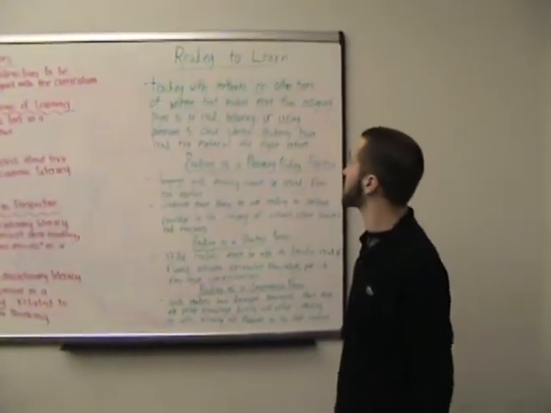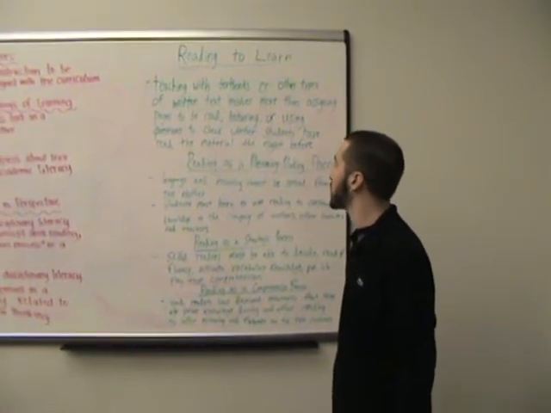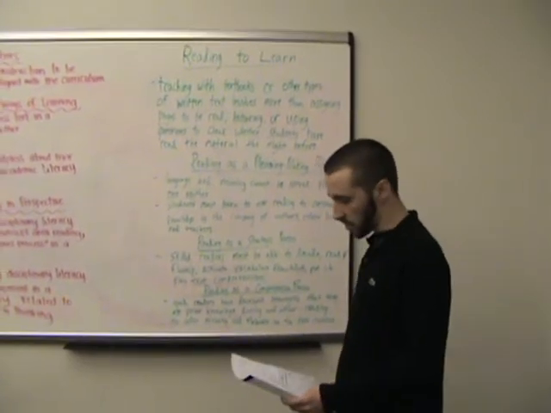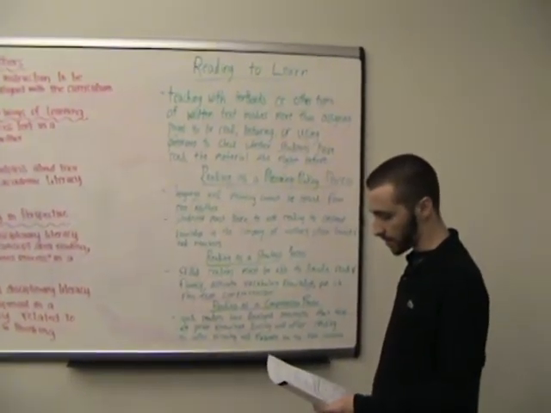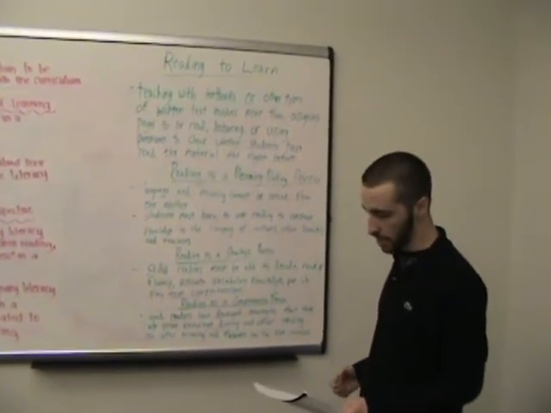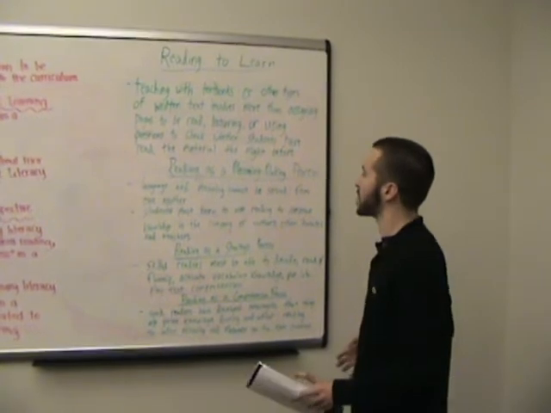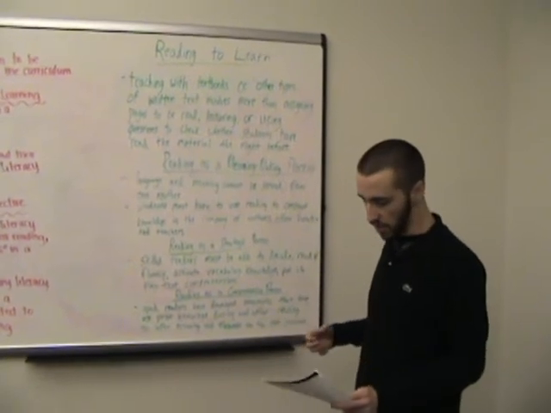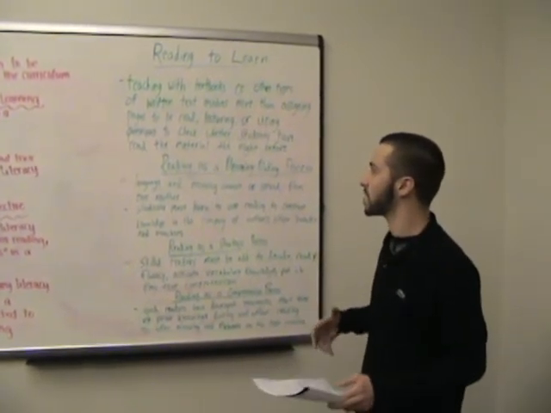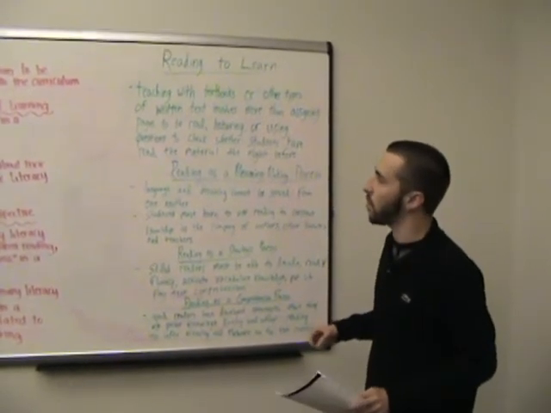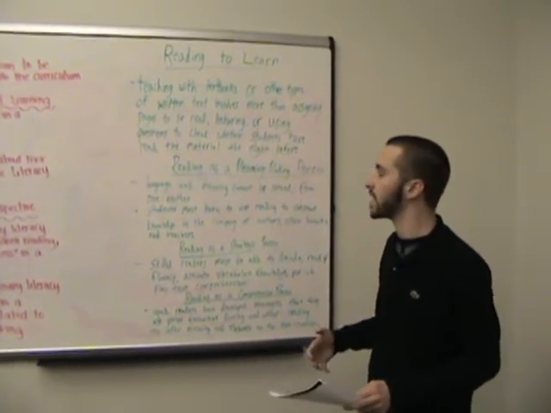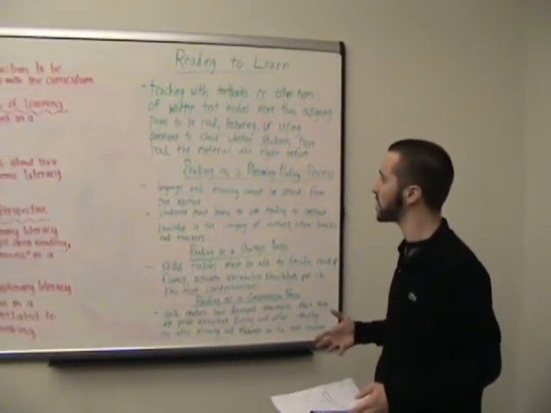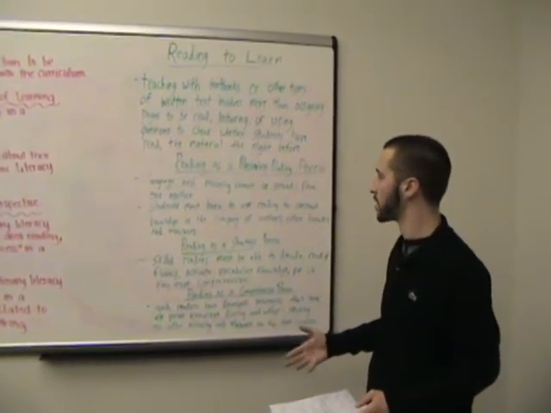Teaching with textbooks or other types of written text involves more than assigning pages to be read, lecturing, or using questions to check whether students have read the material the night before. Technically, what the book was going with this is that to use written text strategically and effectively, you have to let the student understand what knowledge he's supposed to be constructing upon what he's read. So typically you give them assignments and focus the lecture towards what they were supposed to take from the reading, so that they don't just read the book or read the novel or whatever the assignment was and completely forget everything that they read.